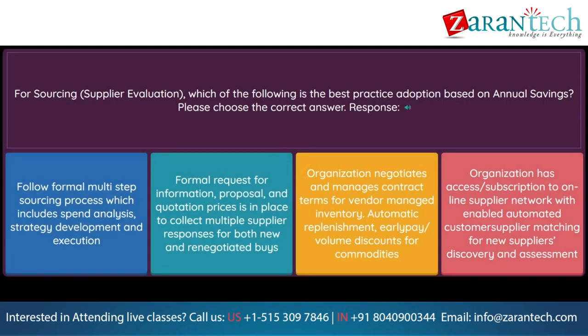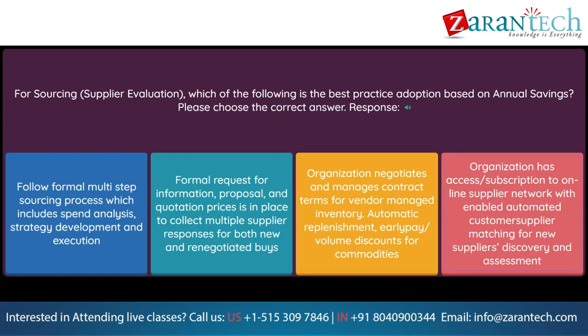Question: For sourcing, supplier evaluation, which of the following is the best practice adoption based on annual savings? Please choose the correct answer. Response: Option 1, follow formal multi-step sourcing process which includes spend analysis, strategy development, and execution. Option 2, formal request for information, proposal, and quotation prices is in place to collect multiple supplier responses for both new and renegotiated buys. Option 3, organization negotiates and manages contract terms for vendor-managed inventory, automatic replenishment, early pay/volume discounts for commodities. Option 4, organization has access/subscription to online supplier network with enabled automated customer supplier matching for new suppliers discovery and assessment.